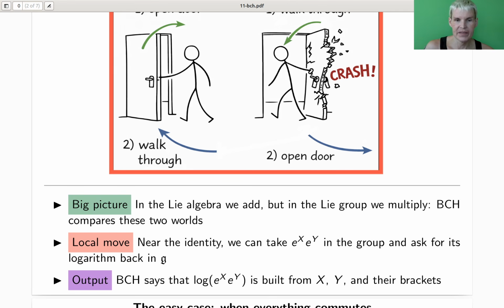Yeah, okay. So what we do is near the identity, we take e to the x and e to the y in the group and ask, well, take a logarithm of it. So the Baker-Campbell-Hausdorff formula says that the logarithm of that thing, if they commute, is just x plus y. But what happens if they don't commute? There should be some formula in x and y.